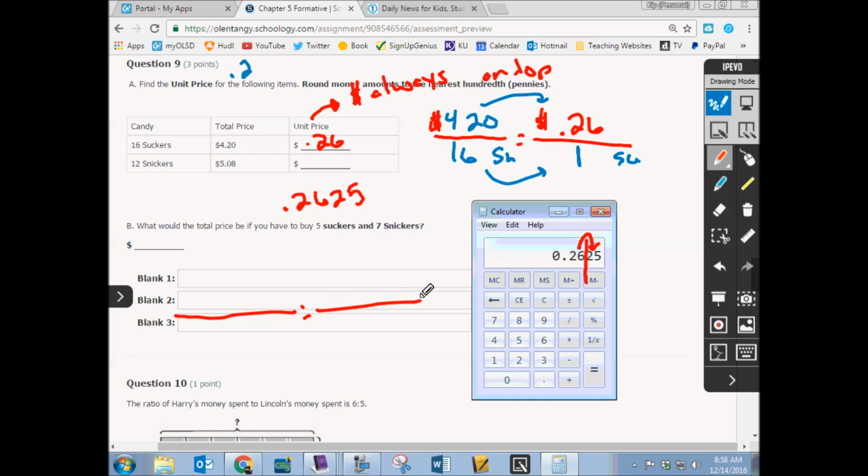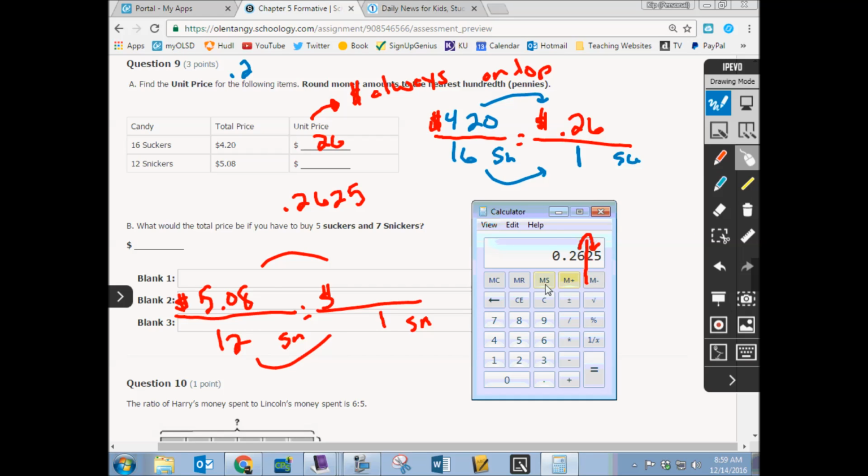Here we go. Same way, we're going to have one here, and we're going to put money on top. Money on top. This time we're talking about Snickers. We know that we can get 12 of them for $5. Whoops, I put those in the wrong spot. See what happens when you mess up your labels? Okay, so that's going to be $5.08 for 12 Snickers. Divide 12, divide 12.